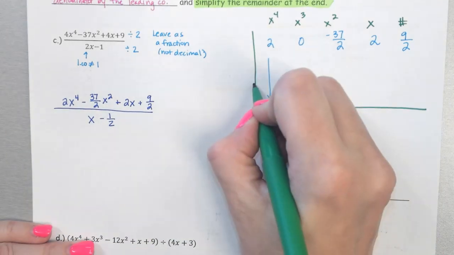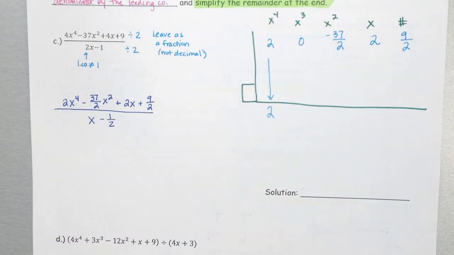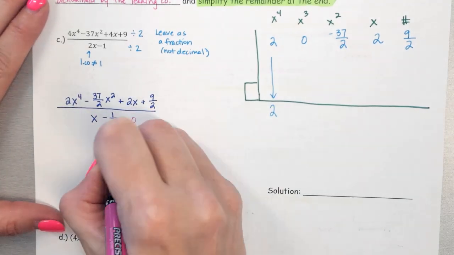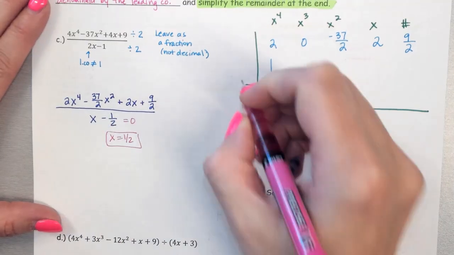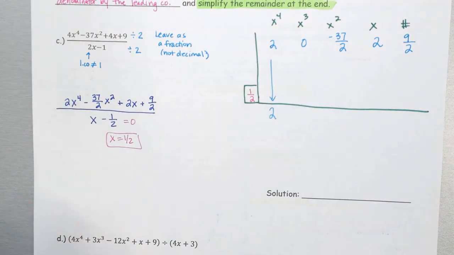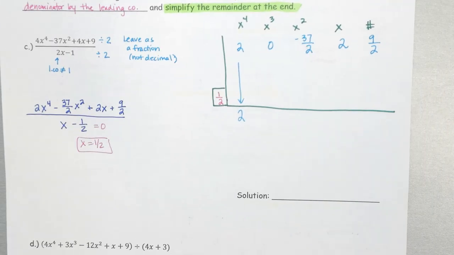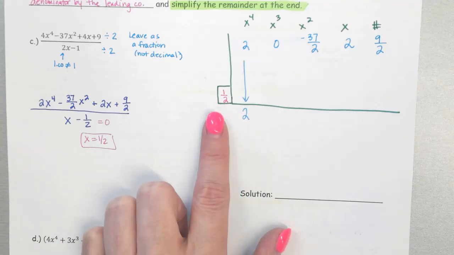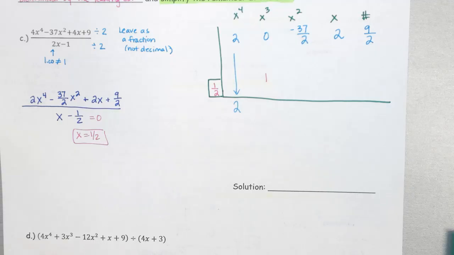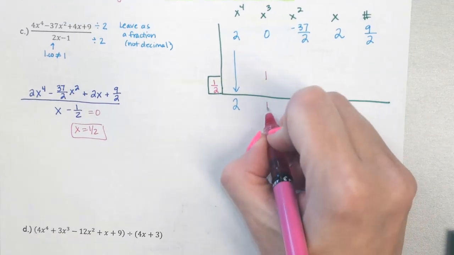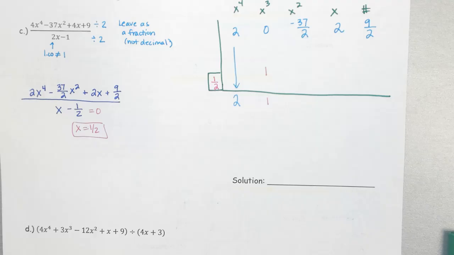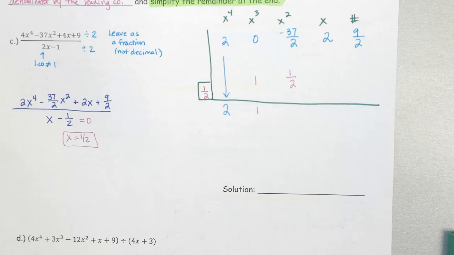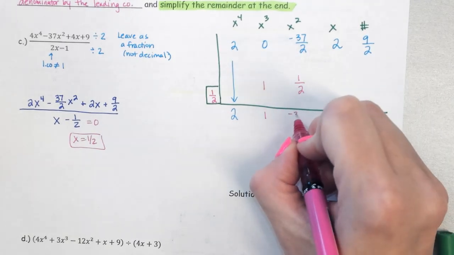And then your divisor, we are still going to set that equal to 0 and solve. So if we have x minus 1/2, if you set that equal to 0, your x value is 1/2. So when you're multiplying by a fraction, you are just dividing, in this case, by what? By 2. So what's 2 divided by 2? 1. And then we add straight down. 1 times 1/2 is 1/2. Oh, look, we have a common denominator. Yay! So that is going to give us negative 36 over 2.